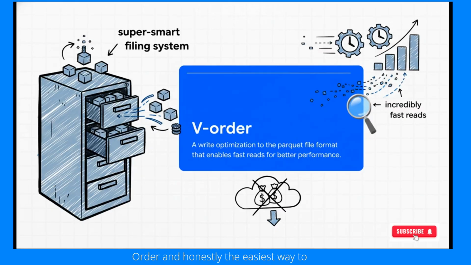And honestly, the easiest way to picture it is as a super intelligent filing system. It's constantly organizing your data in the most efficient way possible. And the best part? You don't have to do a thing. It just happens. This makes reading data incredibly fast, which means better performance. And yep, it can even save you money on costs.